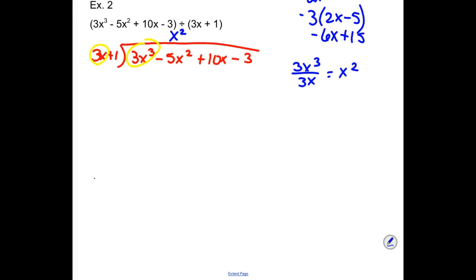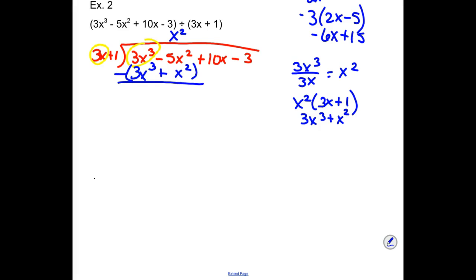Then I have to take that x squared, times it back to my divisor, 3x plus 1, which gets me 3x cubed plus an x squared. And I'm going to write that under here, 3x cubed plus an x squared. Then I subtract. The x cubes disappear. I have a negative 5x squared, and I'm subtracting another x squared. That leaves me negative 6x squared. And I bring down my next term. And I keep repeating that process.